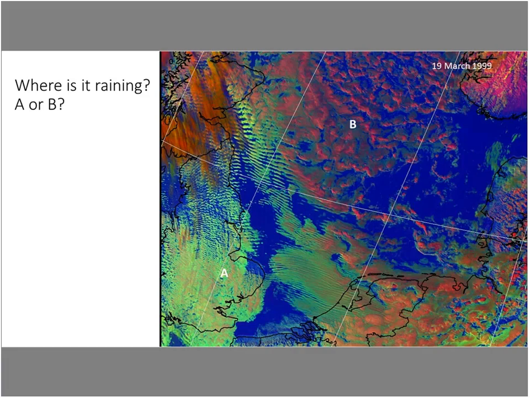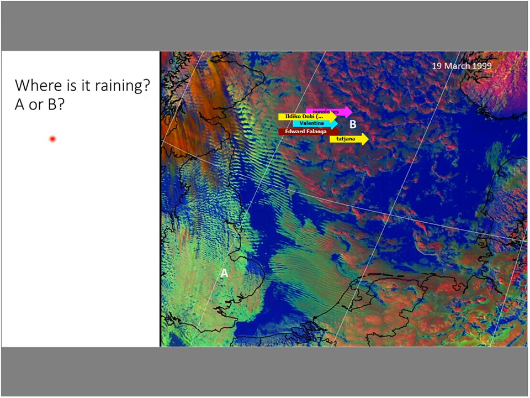One short question for you. So you see, where is it raining, A or B? You can mark it with your pointers. So where is it raining? And since you're so fast on this image, I would like to ask you, how do you know that? You can write the answers in the chat box.